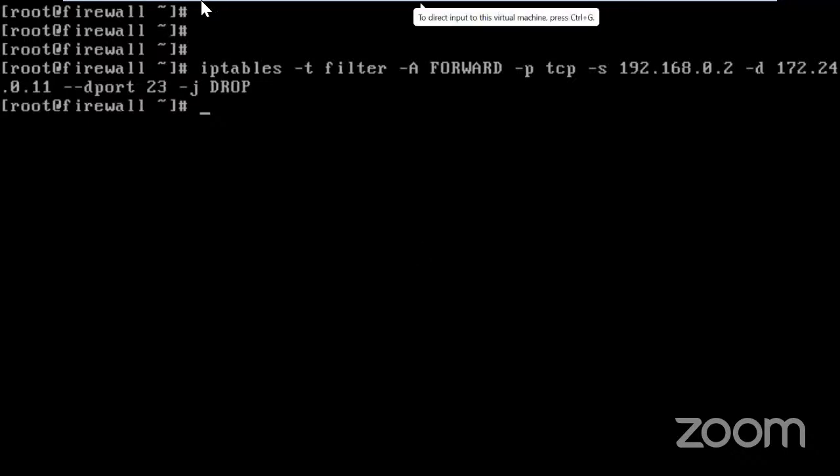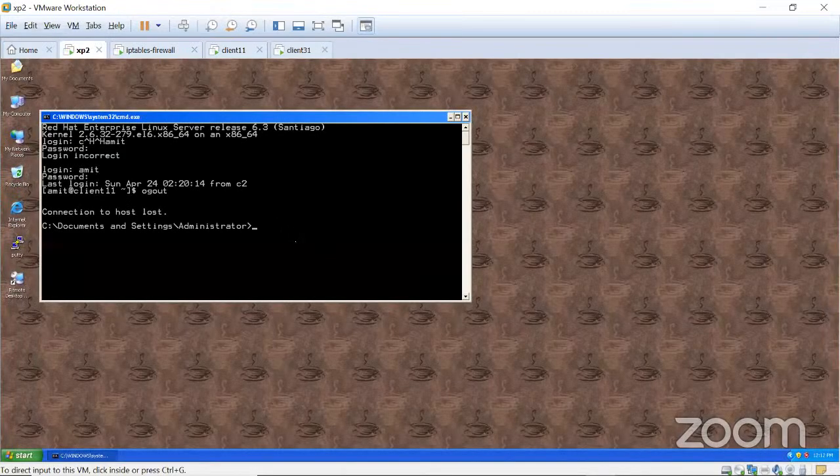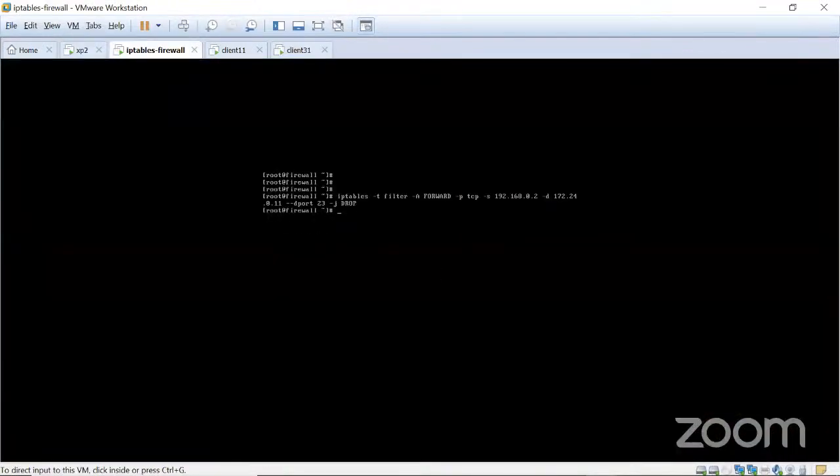So what we are saying, iptables, filtering, forward direction, TCP is the protocol. The traffic which is originating from the 2 system, source is this, and where it is going, simple English-like command, port 23, just drop that. So let us see what happens. In my case, now we are not able to telnet. So let me delete this rule.